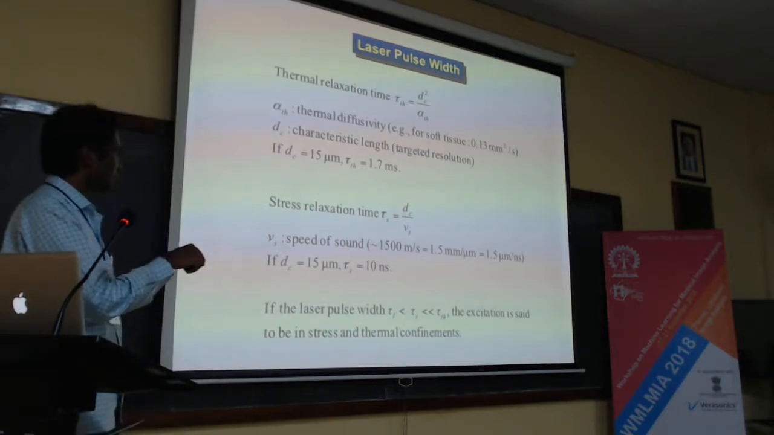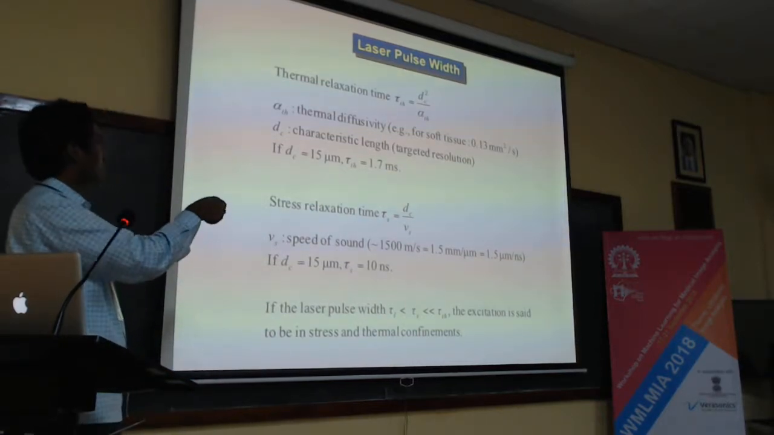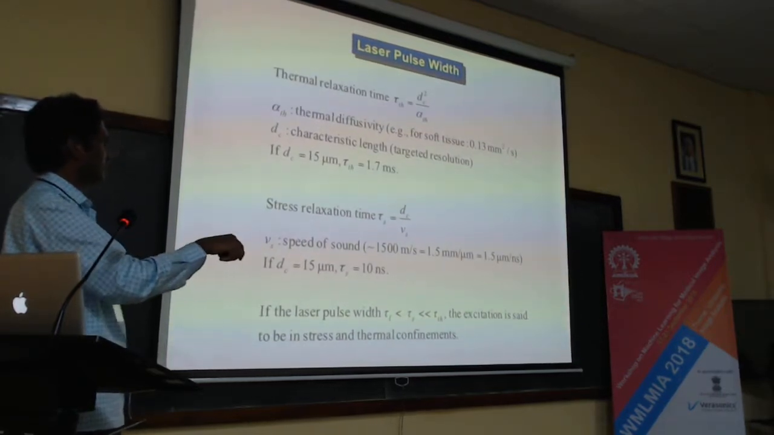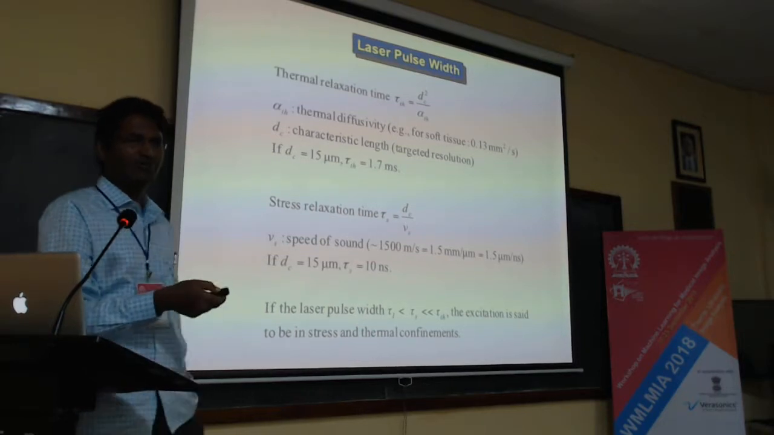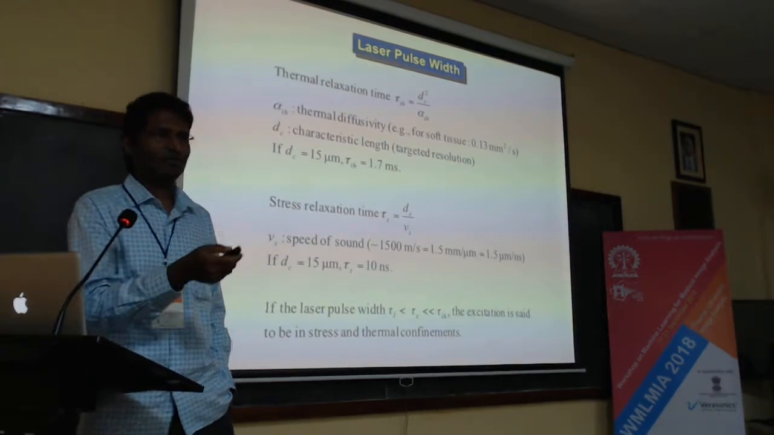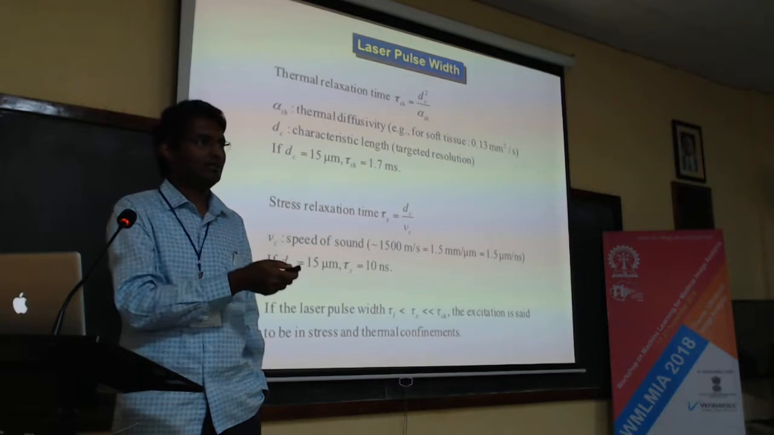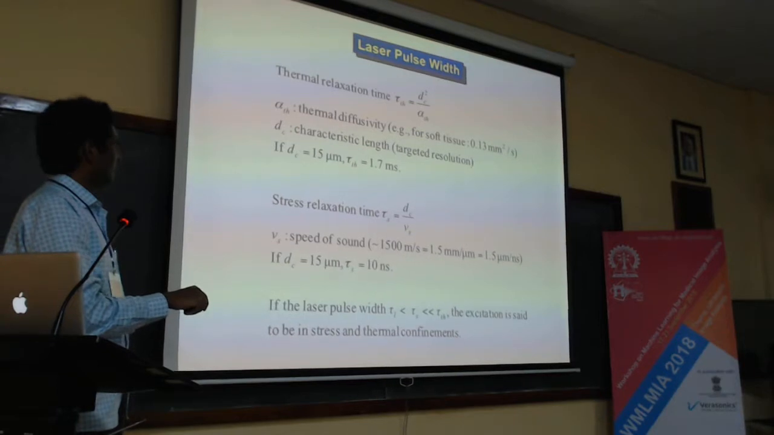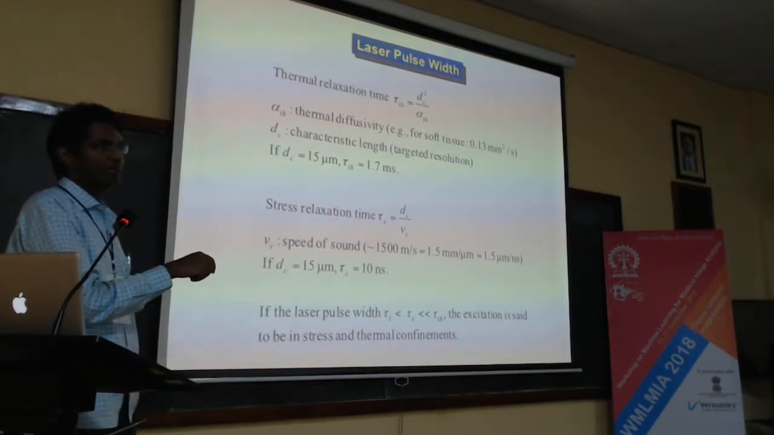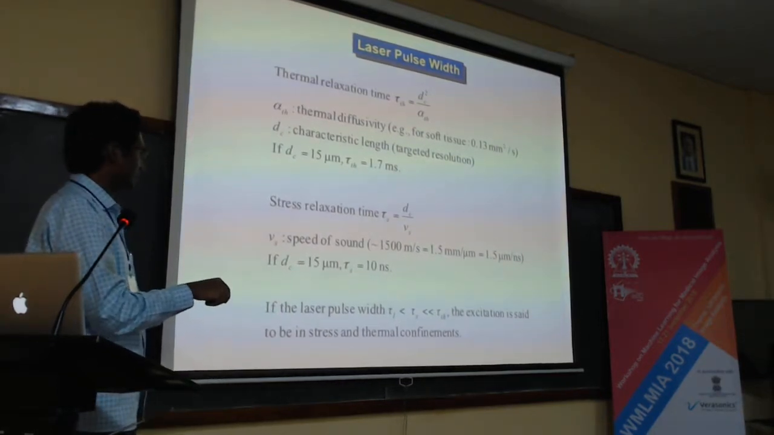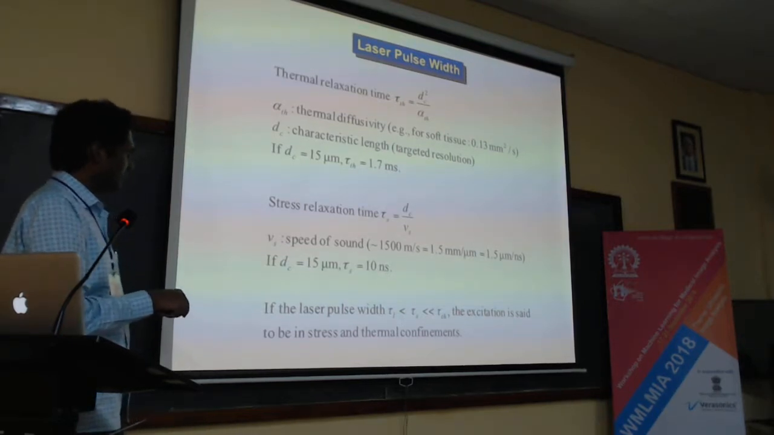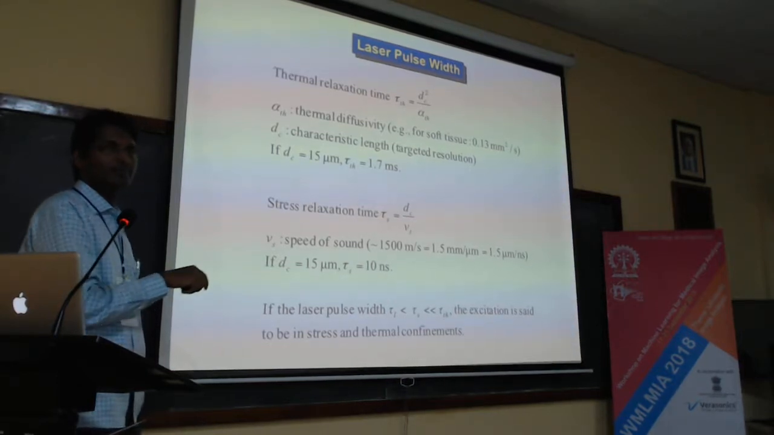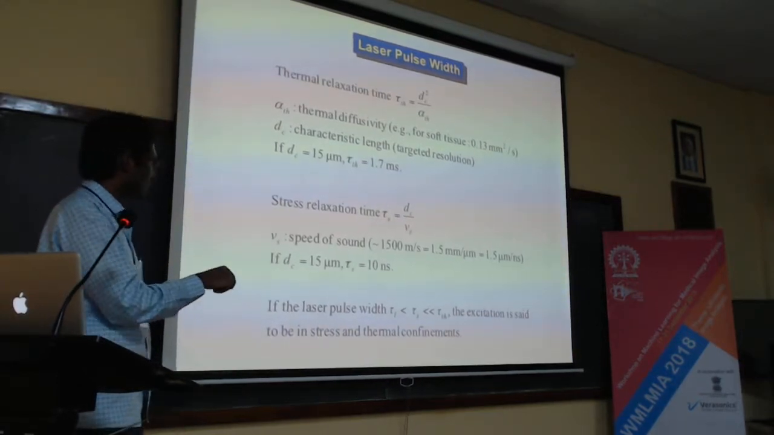Again, there is something called a stress relaxation time, similar to the thermal one. Here you have the speed of sound instead of the thermal diffusivity. Again, we assume it's 1500 meters per second. Of course, people can argue that it's 1540 or 1530, but right now we have assumed 1500 meters per second. And if dc is 15 microns, you want to form images at roughly 15 micron resolution, your stress relaxation time tends to be 10 nanoseconds. That means your laser pulse width has to be less than this. If it is not less than this, you cannot get this resolution.